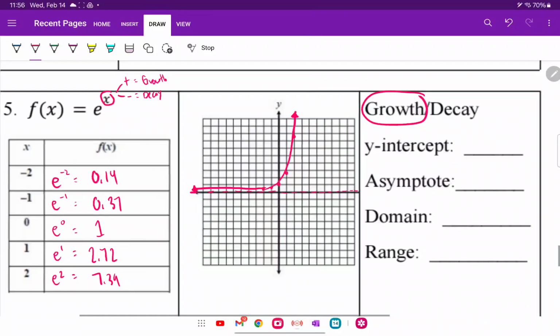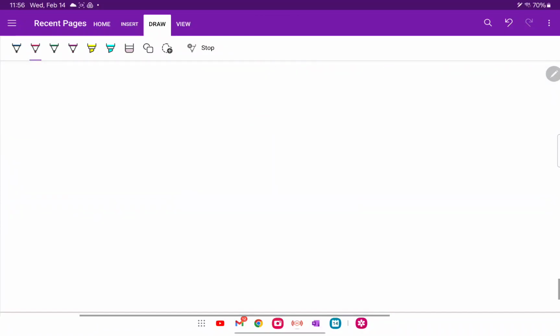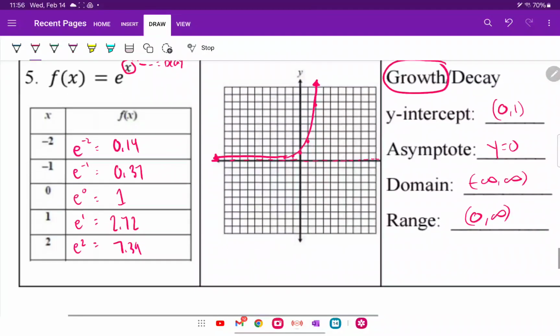All right, for our y-intercept, again, it has not changed. It's still 0, 1. Our asymptote is y = 0. Domain left to right, -infinity to +infinity. And our range is going to be from 0 to infinity because we have an asymptote on the bottom that is not included. All right, I'm just going to make sure, yep, that's going to complete our notes for today.